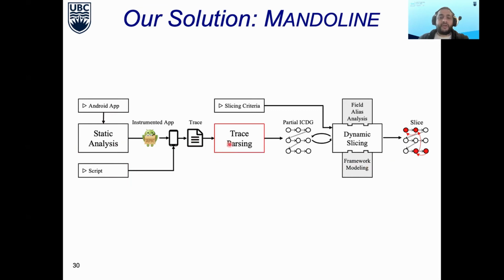The trace is then parsed to create a statement graph, and finally, we slice the statement graph using the classic slicing algorithm. We extend this algorithm with field alias analysis and framework modeling. The algorithm creates a slice from a user-selected statement and variables used in the statement, which is called a slicing criteria.